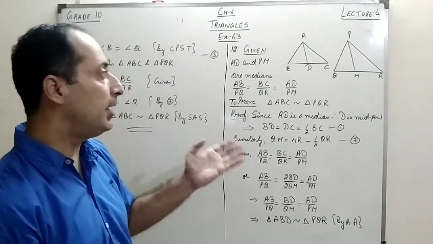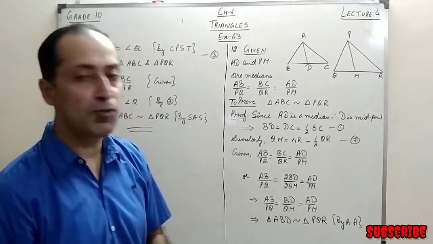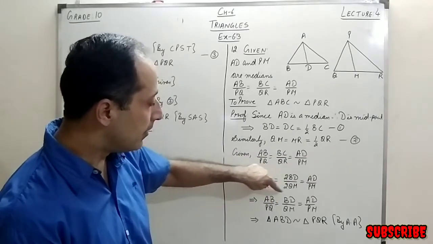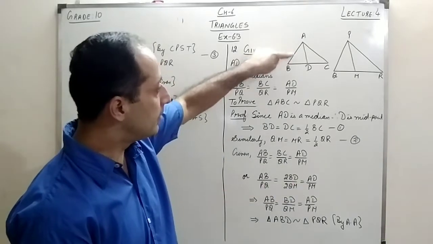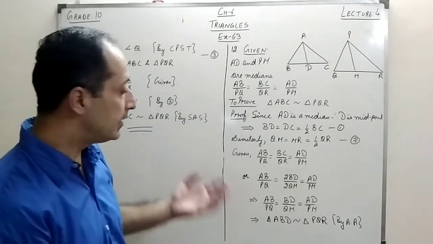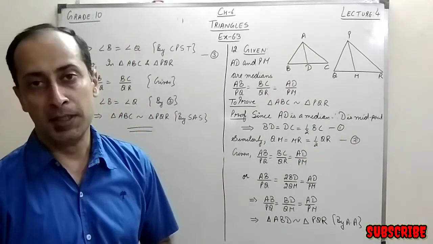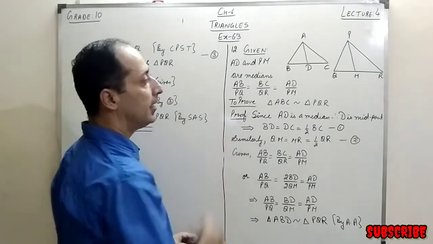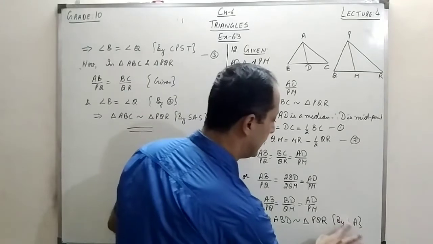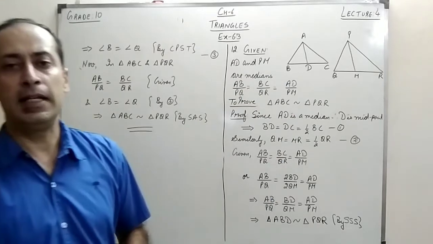Right? So in triangle ABD and triangle PQM, if I proceed the same way, if I change BC equal to 2BD and QR equal to 2QM, the 2s get cancelled. Now what am I left with? AB, BD, AD. So this is AB, this is BD, and this is AD. These are the sides of the triangle ABD. Similarly, if you see the denominator of this, PQ, QM, PM, these are the sides of triangle PQM. So what we have basically done is proved that the triangle ABD is similar to triangle PQM by SSS property.